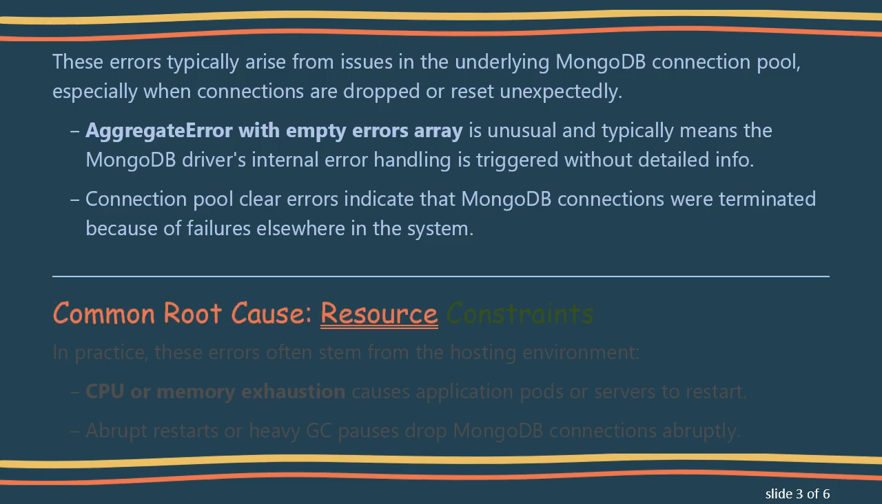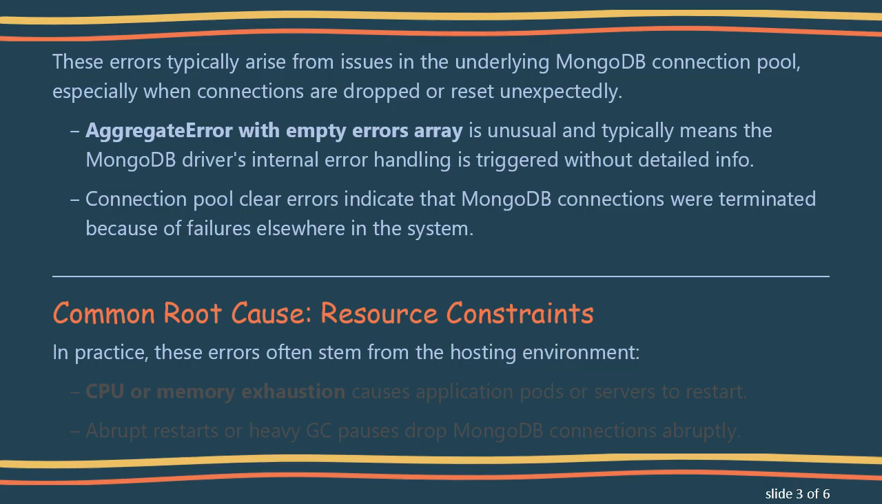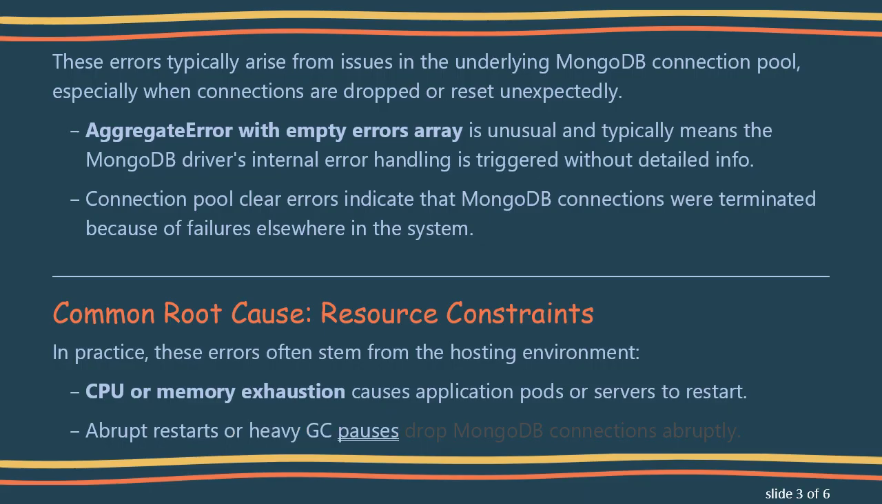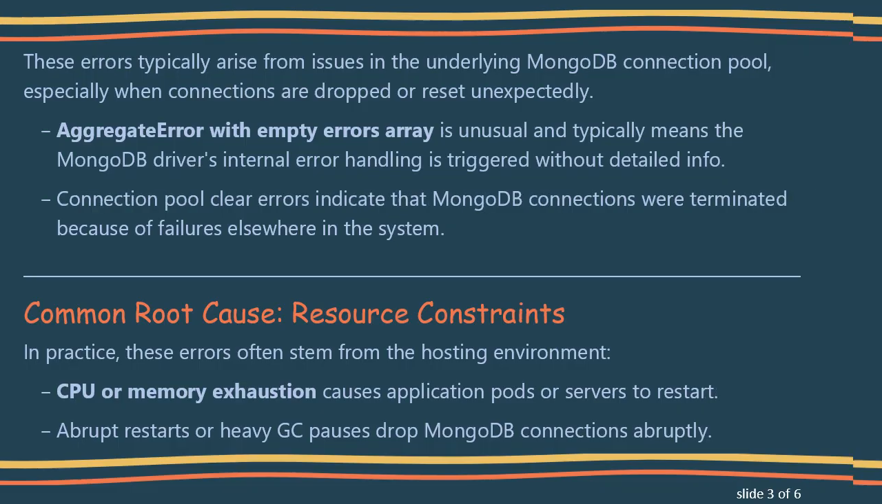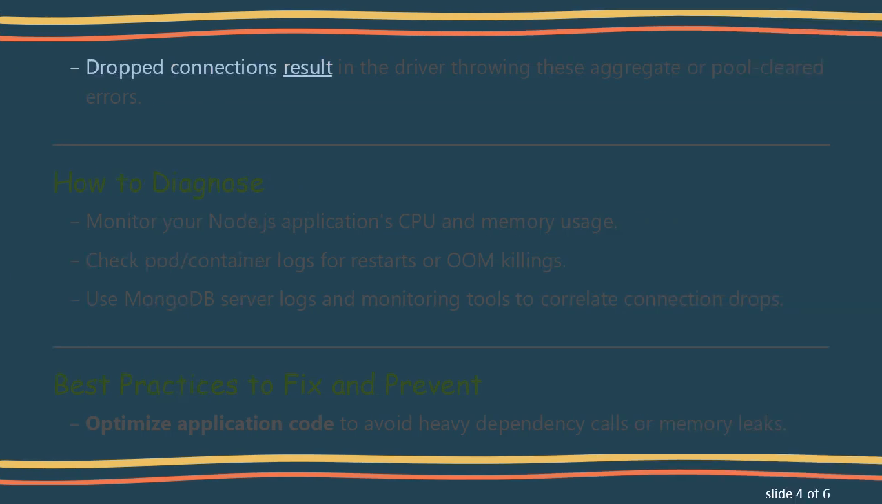Common root cause, resource constraints. In practice, these errors often stem from the hosting environment. CPU or memory exhaustion causes application pods or servers to restart. Abrupt restarts or heavy GC pauses drop MongoDB connections abruptly. Dropped connections result in the driver throwing these aggregate or pool cleared errors.